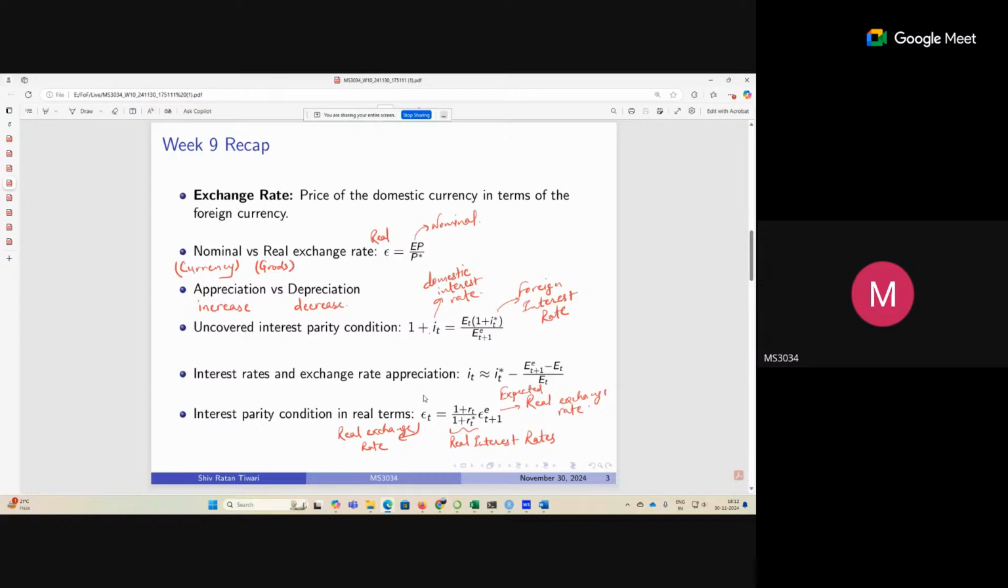Are there any questions on how exchange rate is defined, real and nominal exchange rates, and these interest parity conditions? If you have any doubts and concerns, please raise them.